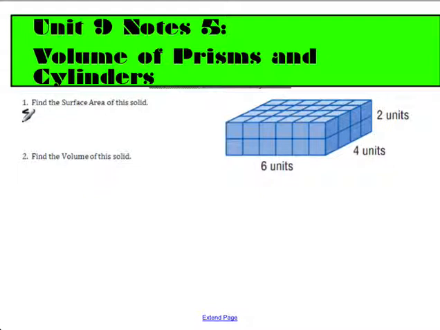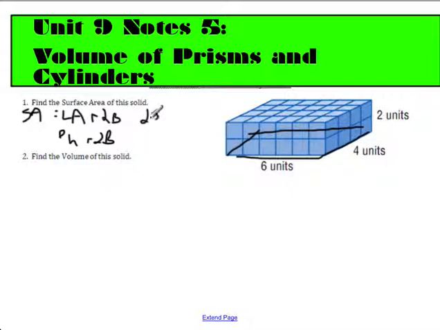Remember that the surface area is equal to the lateral area plus 2 times the bases. And remember that the lateral area is really just the perimeter times the height. So what's our perimeter? Well, the perimeter of our base is 6 and 4, which means we have 6 also going back here and 4 going here. So 6 plus 4 plus 6 plus 4 is going to give us 20 for our perimeter.